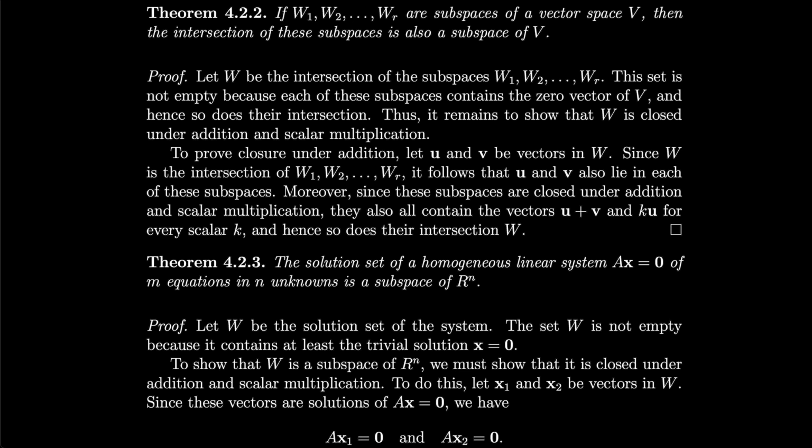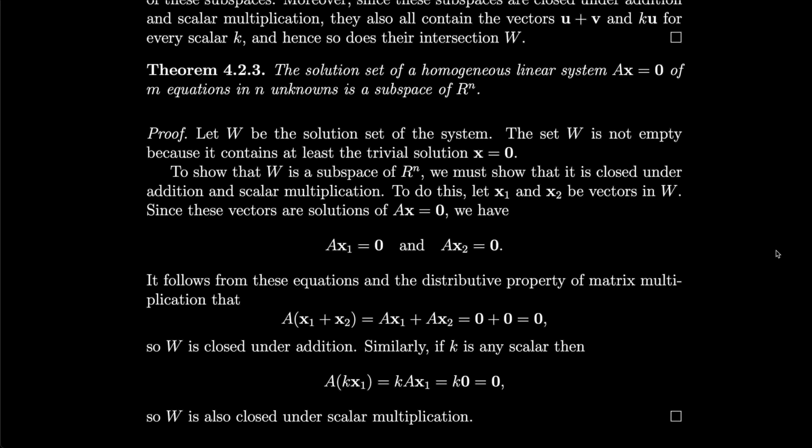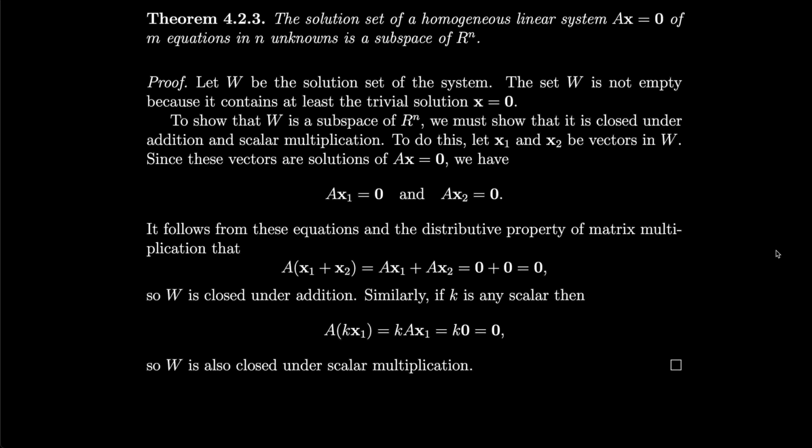The next theorem is that the solution set of a homogeneous linear system Ax equals 0 of m equations in n unknowns is a subspace of Rn. To prove this, let W be the solution set of the system. The set W is not empty because it contains at least the trivial solution x equals 0. To show that W is a subspace of Rn, we must show that it is closed under addition and scalar multiplication by our subspace test.